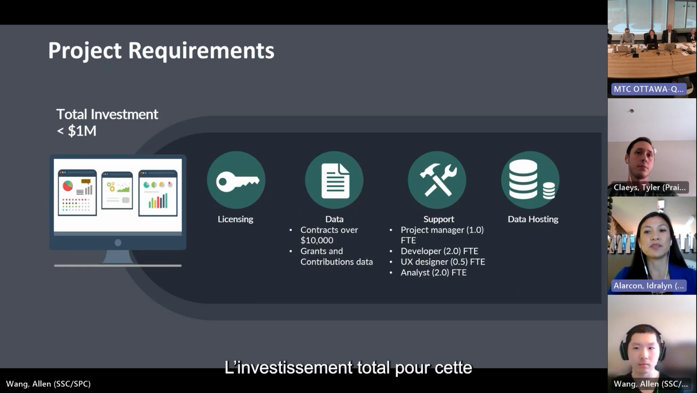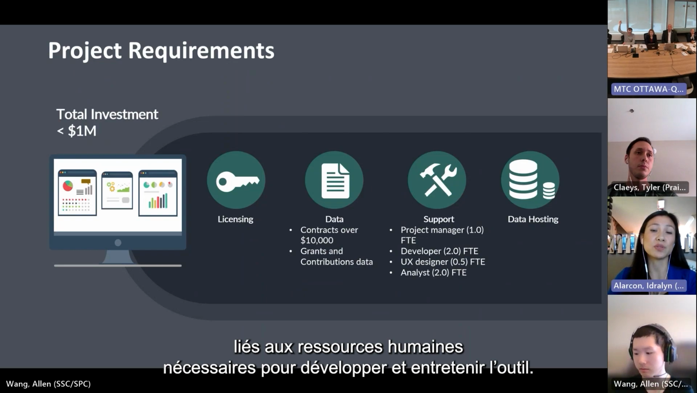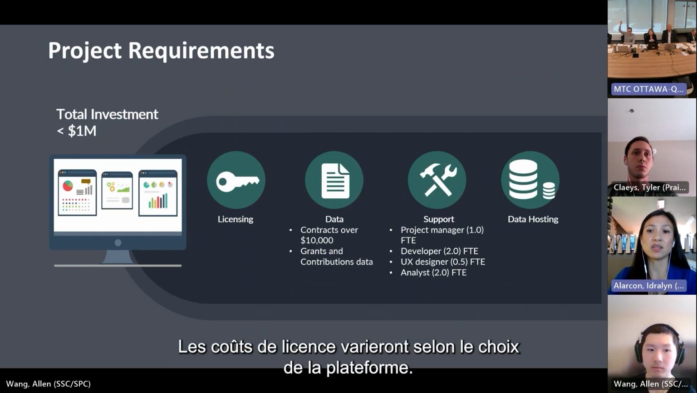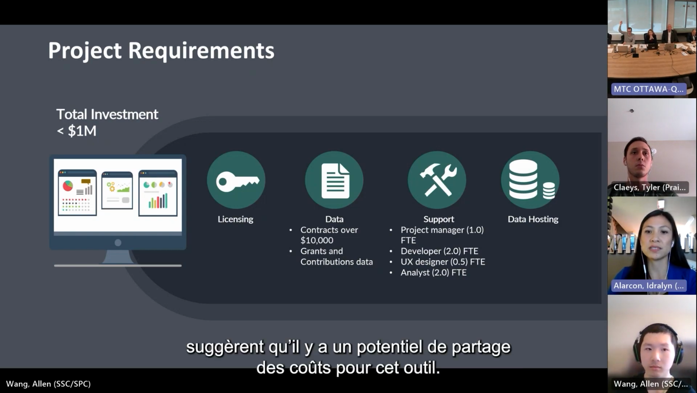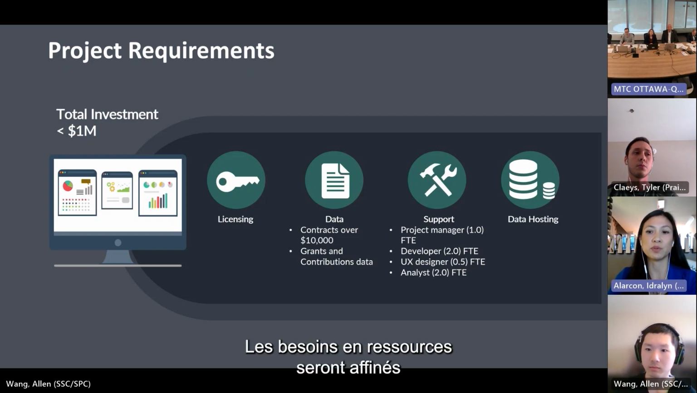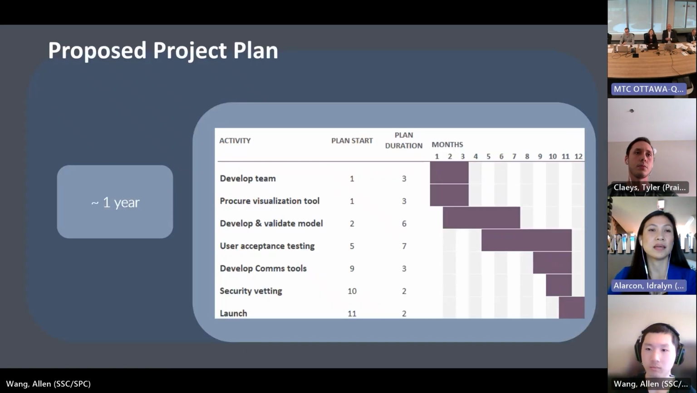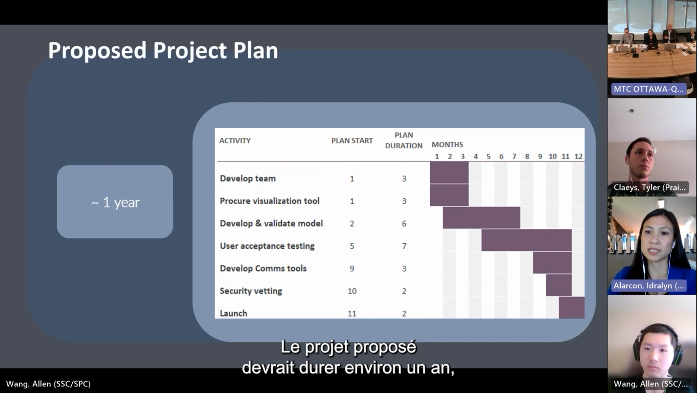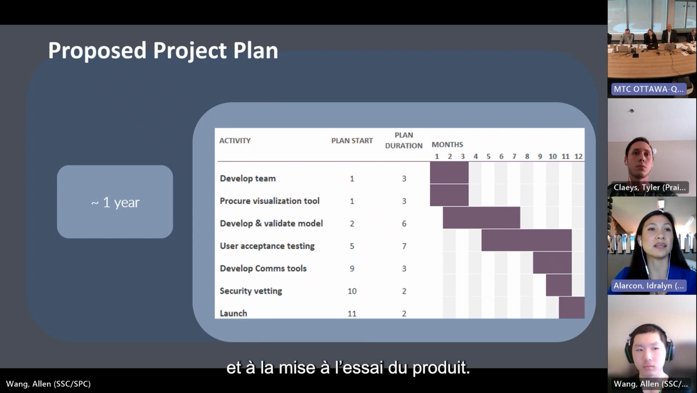So total investment for this idea is estimated to be less than $1 million, with the bulk of the costs related to human resources required to develop and maintain the tool. Licensing costs will vary on platform choice. Conversation with other departments suggests there is a potential for cost sharing for this tool. Resource requirement will be further refined as this idea gains momentum. This proposed project is estimated to take about a year, with most dedicated to developing, validating, and testing the product.